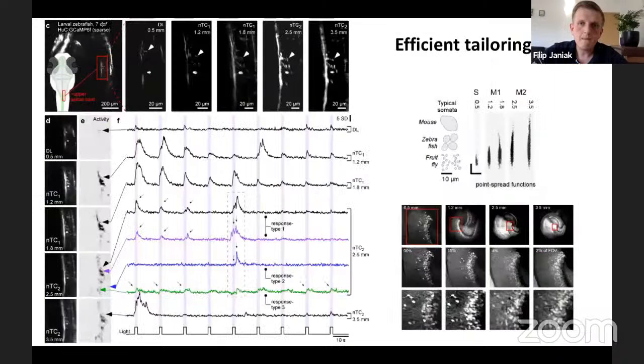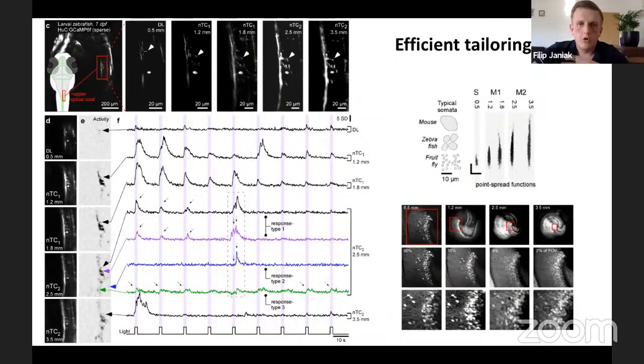So we can go to the examples. First one, efficient tailoring of the point spread function, so of the excitation spot. Here we have a zebrafish and an area in the upper spinal cord, recorded using different configurations: first the standard diffraction-limited one, and the edge configurations from non-telecentric one and non-telecentric two. As you see, if we increase the field of view and then zoom into a specific area, we can simply see more and more of the sample.